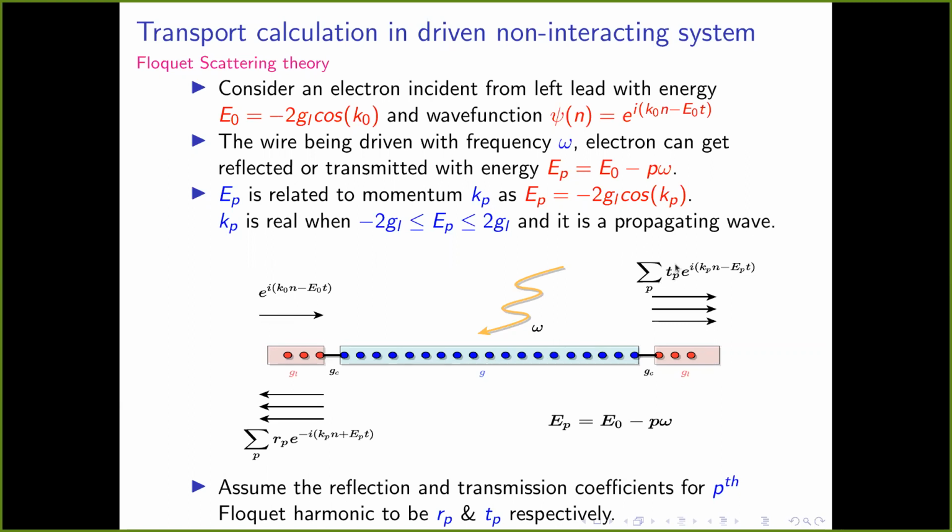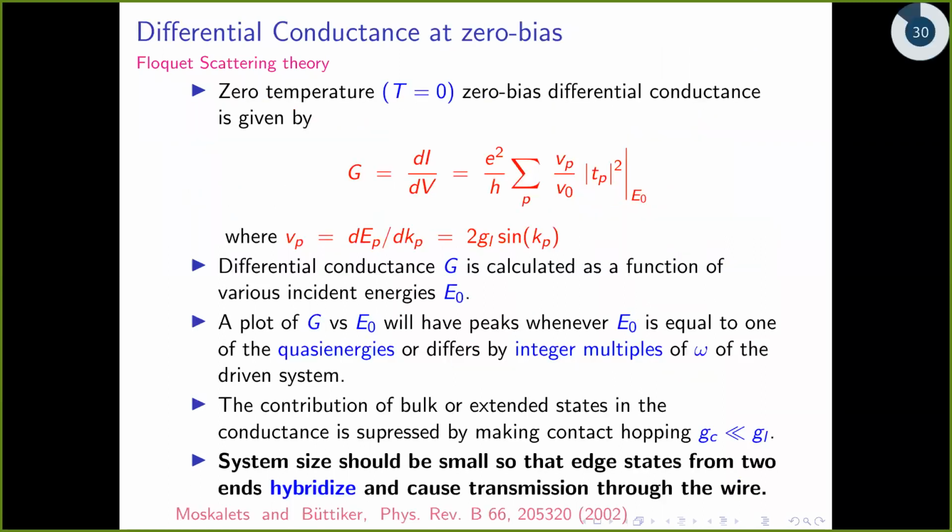So for each of these Floquet harmonics, I have a corresponding transmission coefficient, and similarly a reflection coefficient Rp. So it can go with any energy with the corresponding transmission coefficient, or it can get reflected back with any energy with the corresponding reflection coefficient. And Rp, Tp are the pth Floquet harmonics. Then at zero temperature, zero bias, meaning the left and right leads have an infinitesimally small bias between each other, but that bias is equal to the incident energy of the electron.